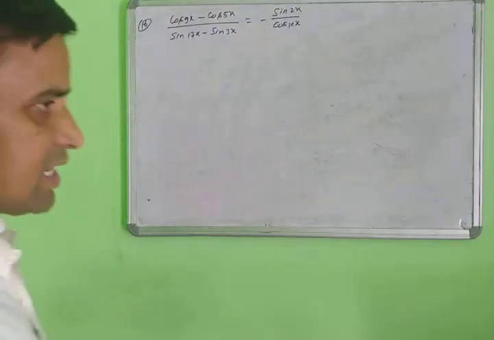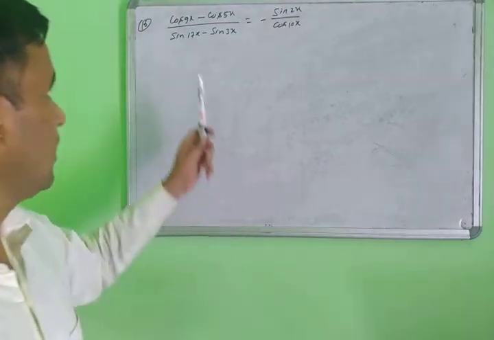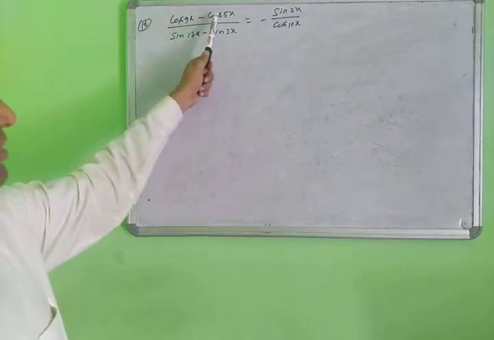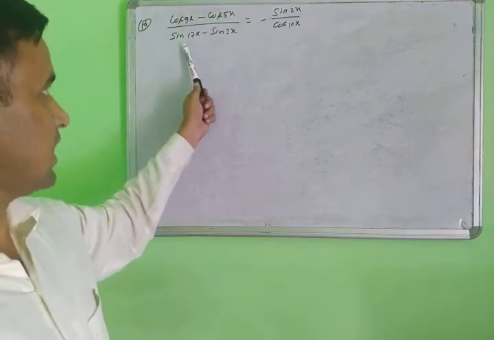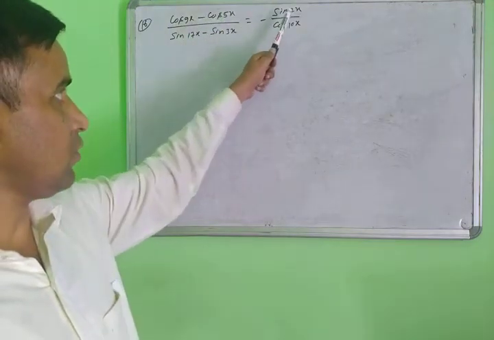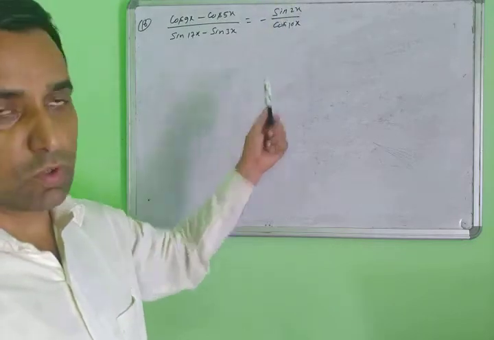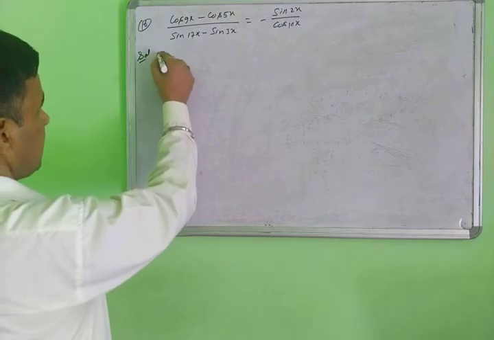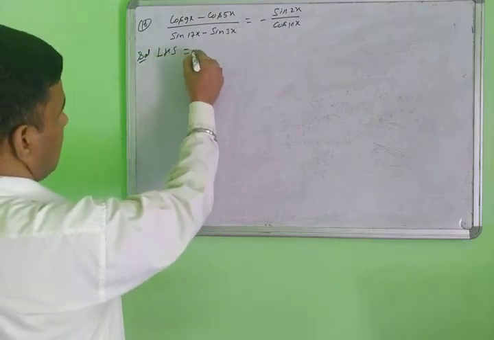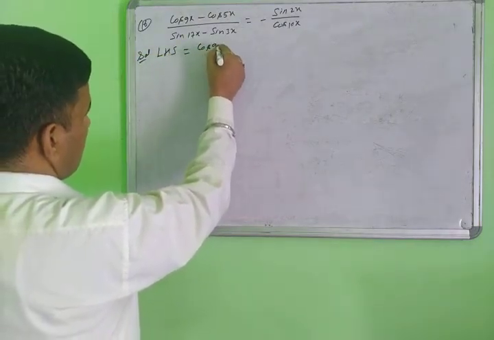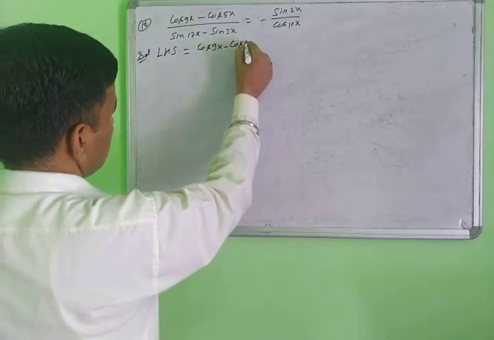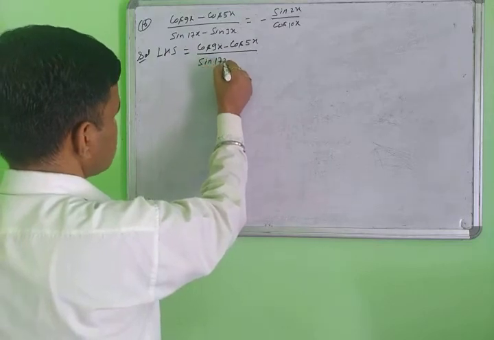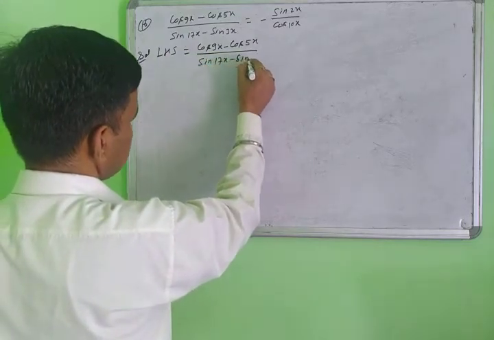Yes, next question, I am taking question number 16. Here, cos 9x minus cos 5x upon sin 17x minus sin 3x equals sin 2x upon cos 10x. This is a very simple question here. First of all, take your left hand side: cos 9x minus cos 5x upon sin 17x minus sin 3x.